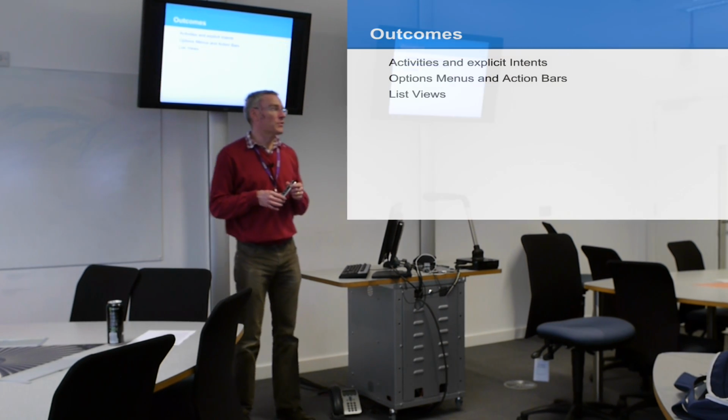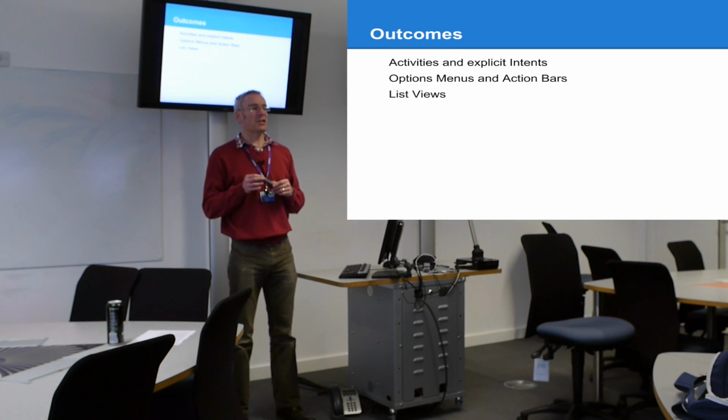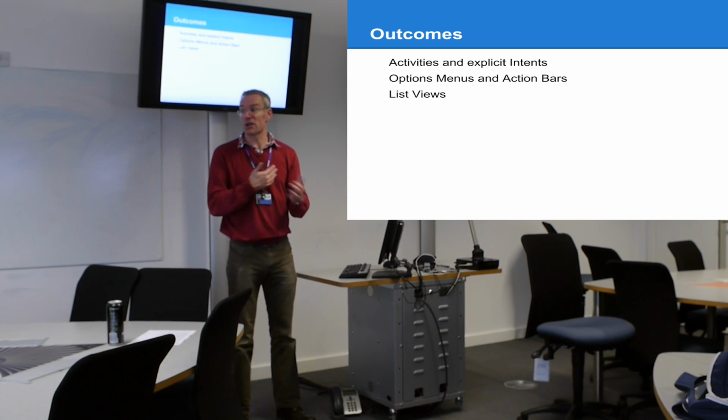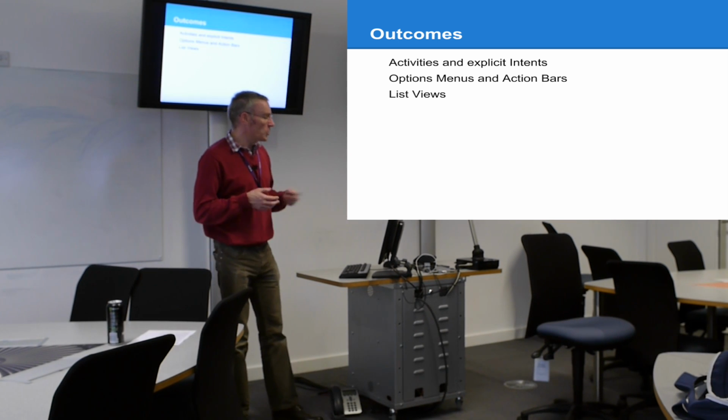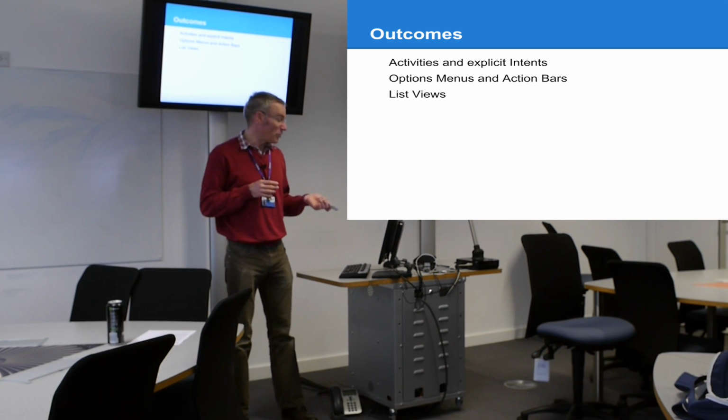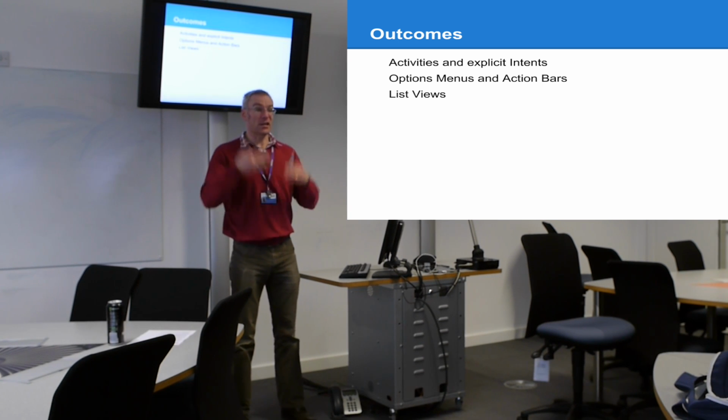So a couple of outcomes for today. We're going to look at activities and intents. That's how we launch multiple views in Android. That's the equivalent of a navigation view. Options and action bars, there's your menu items. Okay, and we're going to talk about list views, how we get stuff displayed on the screen. So there's quite a bit to cover today.